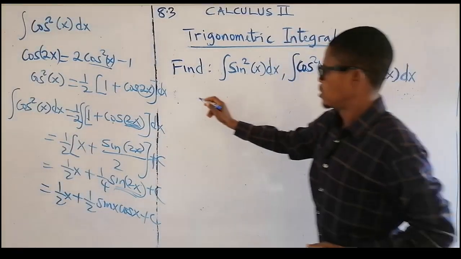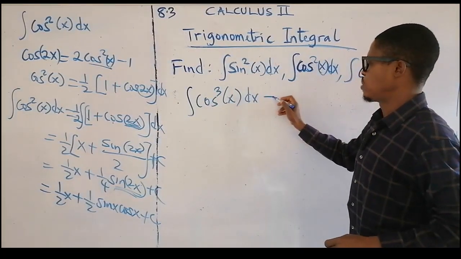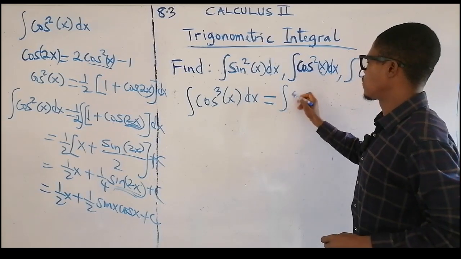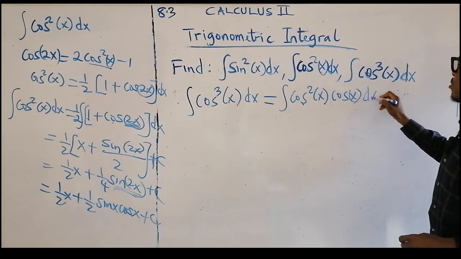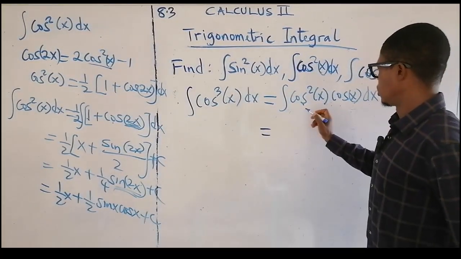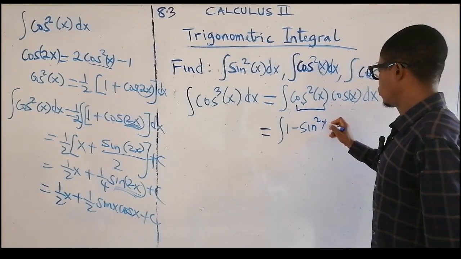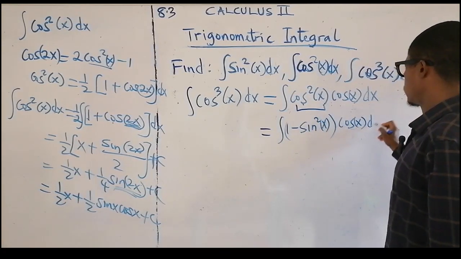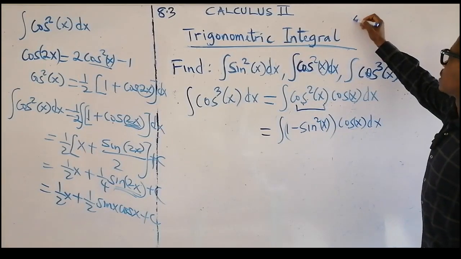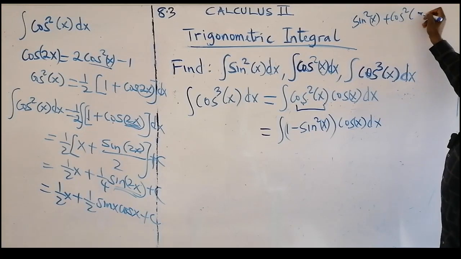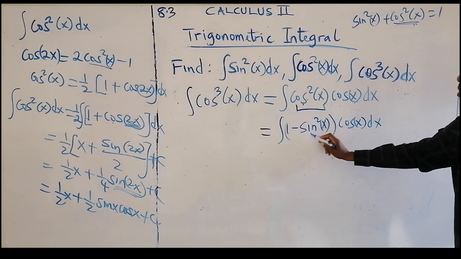Okay, for the third one, cos cube x dx. What we're going to do in this case, we're going to split into 2 parts, and that will be integral of cos square x times cos x dx. So this will be equal to, begin to substitute for this. This is 1 minus sine square x, times cos x dx. Just use the identity for this one. Cos square x, from sine square x plus cos square x is equal to 1. So from there, make this cos square x the subject, then we have this expression.